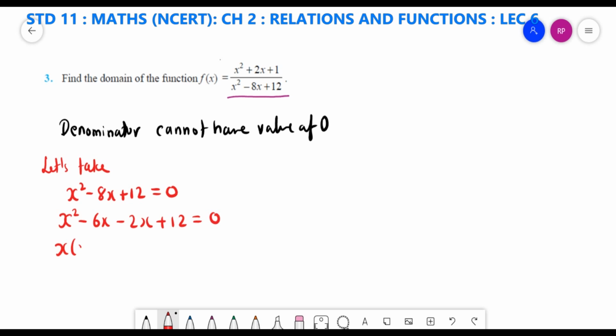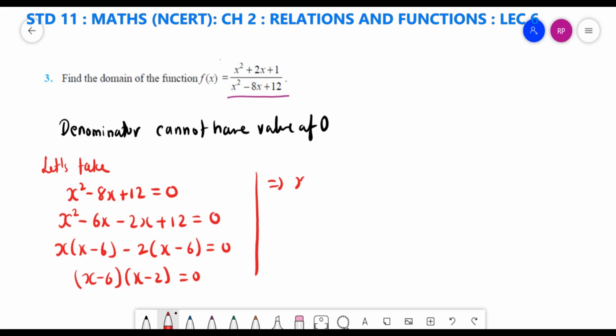I will take x common here, x minus 6. I will take minus 2 common here, so x minus 6 equal to 0. That means (x minus 6)(x minus 2) equal to 0. So what does this imply? Either x minus 6 equal to 0 or x minus 2 equal to 0. So that means either x is equal to 6 or x is equal to 2.